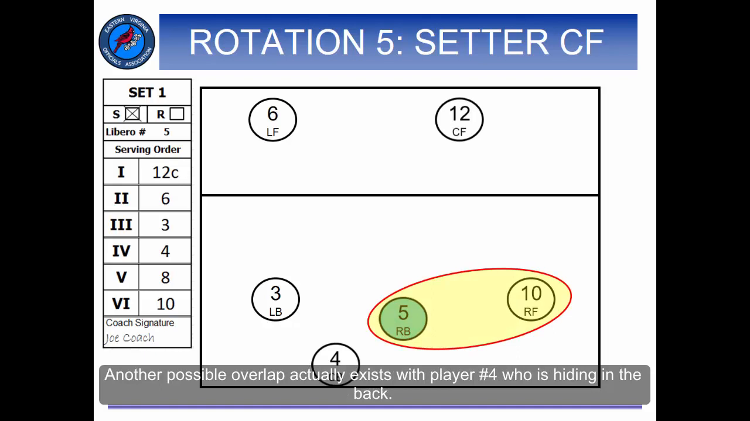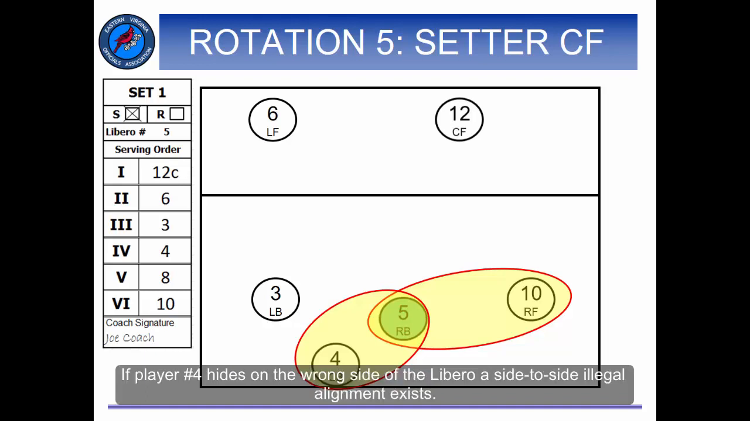Another possible overlap actually exists with player number 4, who is hiding in the back. It is not uncommon for the player who is hiding not to pay attention to where they are on the court. Be sure here that the center back player is between the two other back row players. If player number 4 hides on the wrong side of the libero, a side-to-side illegal alignment exists.